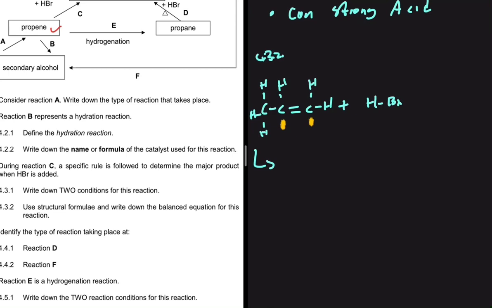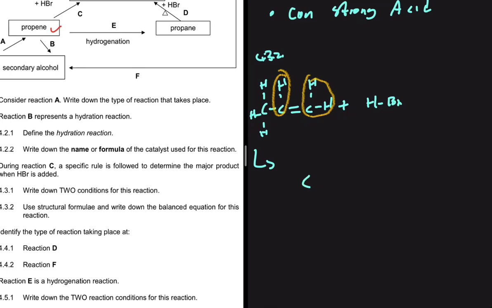Markovnikov's rule. So basically what it is saying is that the hydrogen is going to go where there are a lot of hydrogens, and then the halogen is going to go to the other spot. If you look at this carbon here, it has 2 hydrogens, and the carbon in the middle has 1 hydrogen. So the hydrogen will tend to go to the carbon with a lot of hydrogens already. So that Br will usually go to the middle, because that's where we have the least number of hydrogens.